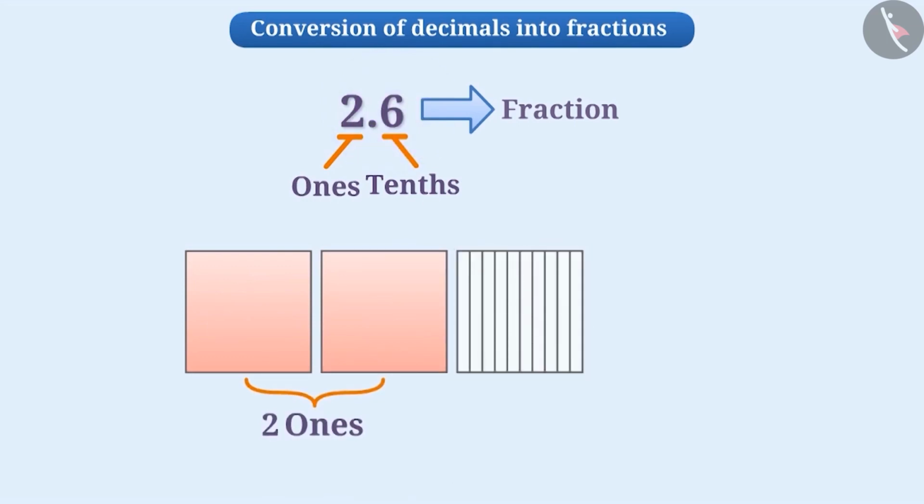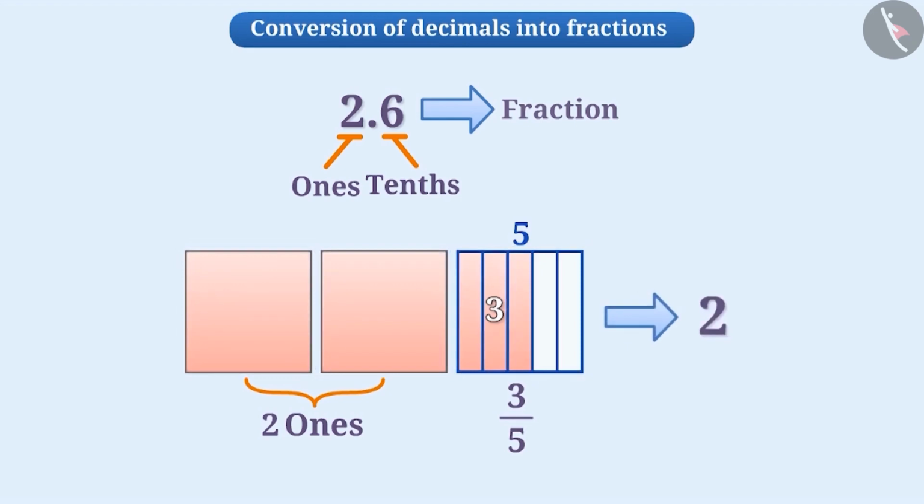In this square, if we combine 2 parts and make 1 part of it, then we will get a total of 5 parts, out of which 3 parts are shaded. This will be represented in the fraction as 3 by 5. Therefore, 2 complete wholes and 3 by 5 fraction are together represented as 2 3 by 5. That is why 2.6 will be represented in the fraction as 2 3/5.